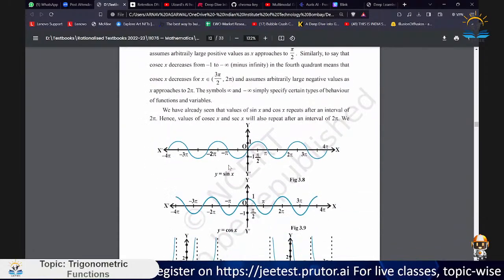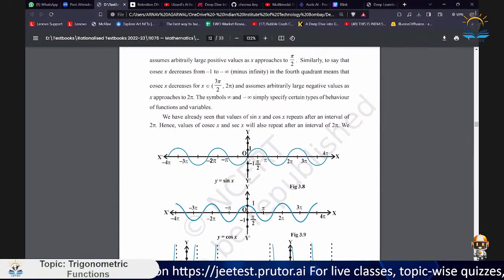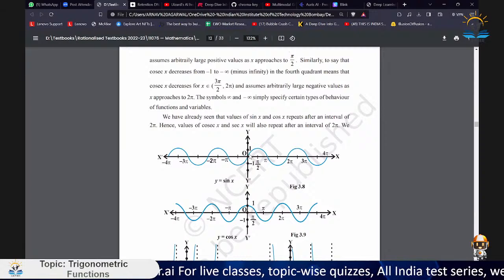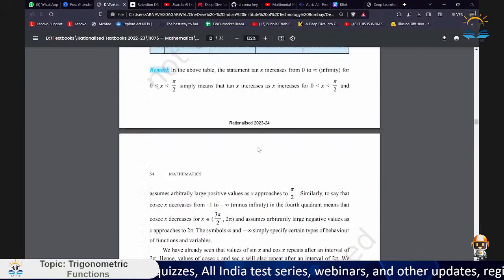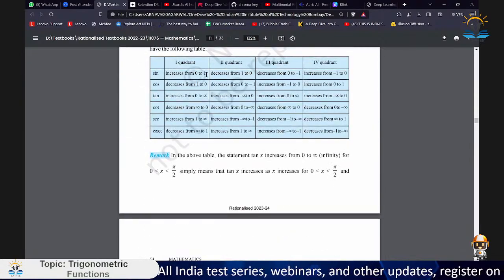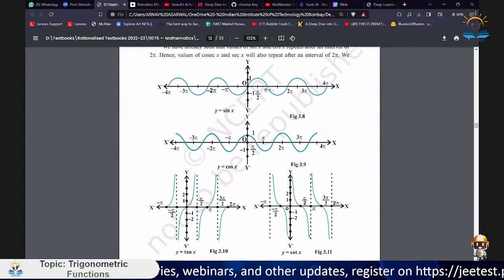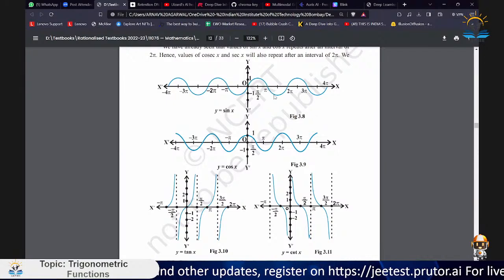So now let's analyze the table and the graph together. As x is increasing from 0 to pi, this is y versus x, y equals sin x. As x increases from 0 going towards pi, you can clearly see it's increasing, and it's in the table also that it's increasing from 0 to 1. In the second quadrant, pi by 2 to pi, it's decreasing from 1 to 0, then going from 0 to -1, then going from -1 to 0.